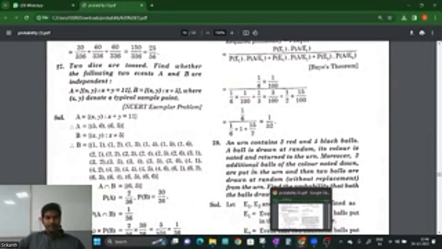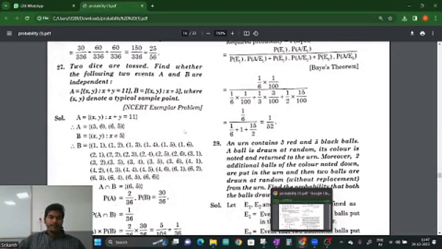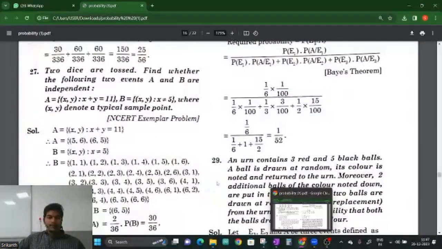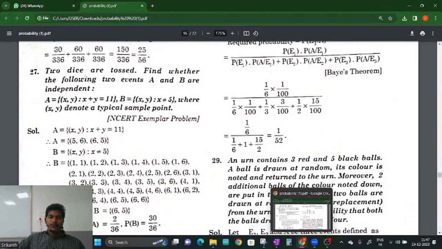Next, 27. Two dice are rolled. Two dice are tossed. Find whether the following two events A and B are independent or not. How do you check that? If P of A intersection B is P of A into P of B, then you can confirm that A, B are independent events.